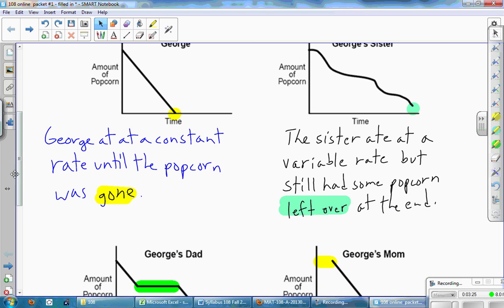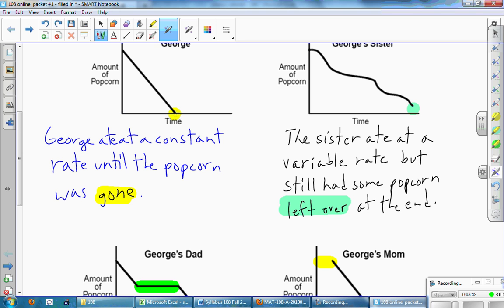Here in blue, I say that George ate at a constant rate until the popcorn was gone. And I've highlighted in yellow the word gone, and I've also highlighted in yellow 1 moment in time. And so I just want to point out that we know that George's popcorn was gone because that right there is an intercept, and that's the moment when there's 0 popcorn remaining.